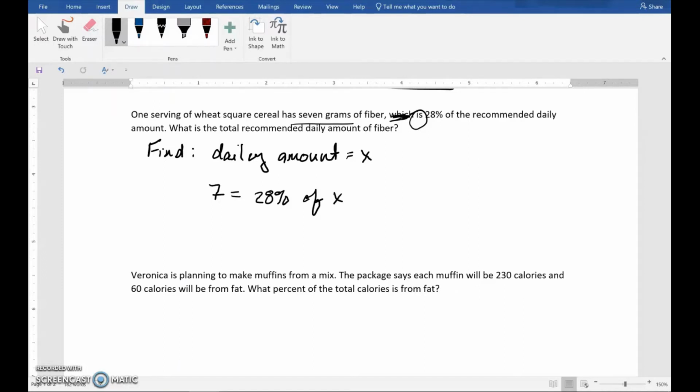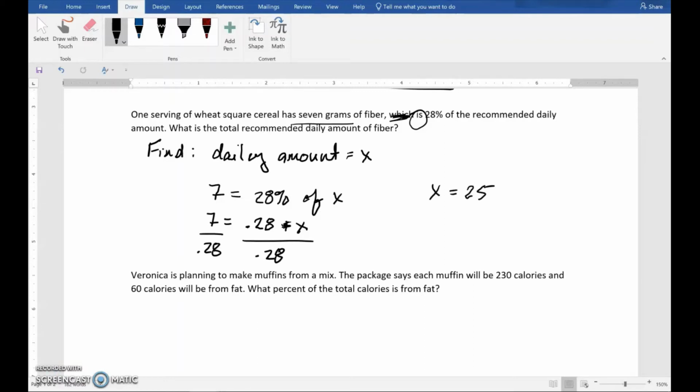So again, we never deal with percentages in their percent form. So let's change this into its decimal form. So we've got 7 equals 0.28. The word of means multiply X. So now we just have to solve for X. So what's the step we're going to need to solve for X? We're going to have to divide by that 0.28. Once we throw that into our calculator, we see that X is 25.